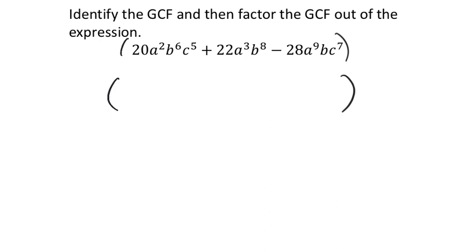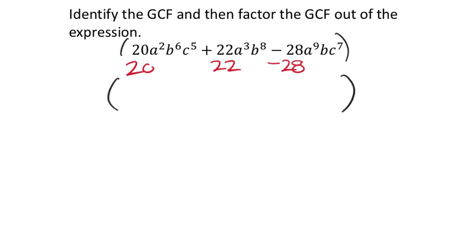So first, let's just focus on the numbers. I've got 20, 22, and negative 28. I will say this, usually if the first term is a negative, we'll factor out a negative no matter what. All that does is change the other signs. This one's not, so we don't have to worry about it. Now I look at these three numbers: 20, 22, and 28. We could find the prime factorization of these. I'm not going to do that, but you could. What I would recommend doing is going through your multiplication and divisibility rules and seeing what you can divide by.